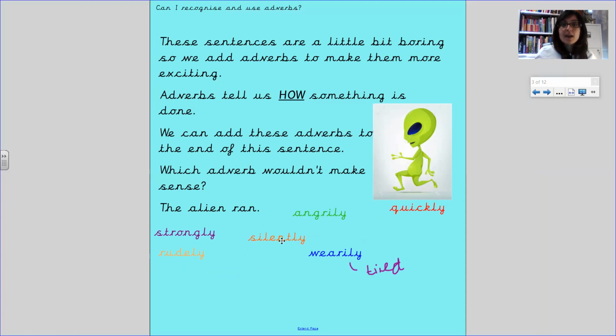The alien ran silently. If he's wearing soft shoes, he could run silently, or he could not talk. The alien ran angrily. I don't think so. The alien ran wearily. Well, you could. If he was running, he could be really tired. So the alien ran wearily.